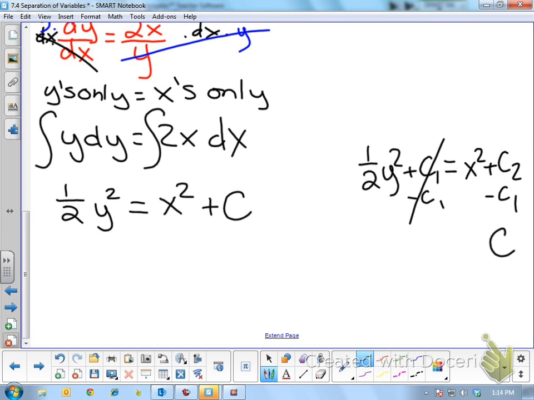Now, they'll write the answer in two different ways on the AP test, and you won't get full points unless you write it the correct way. Most of the time, they'll want you to get y by itself. So on this one, how would I get y alone? Multiply by 2.